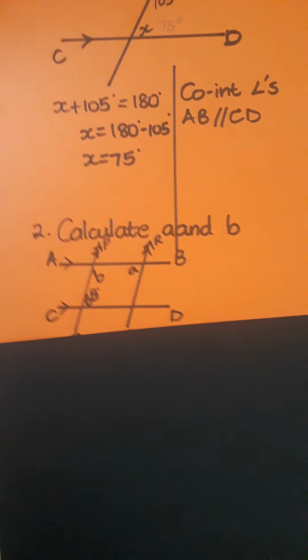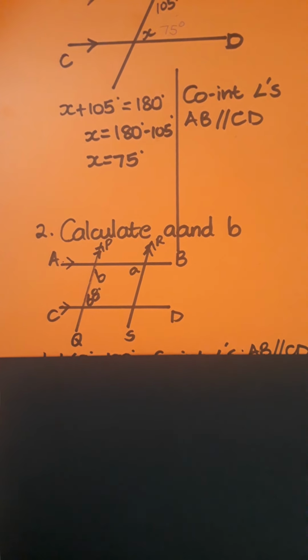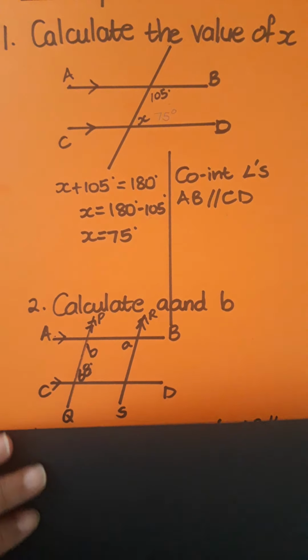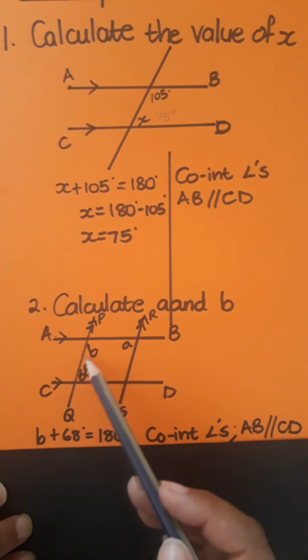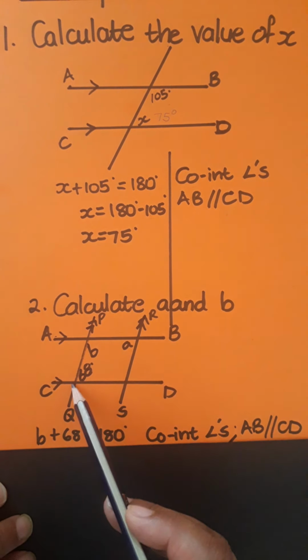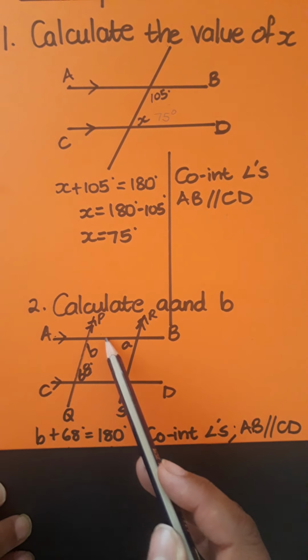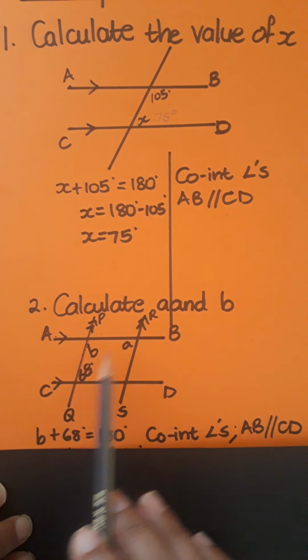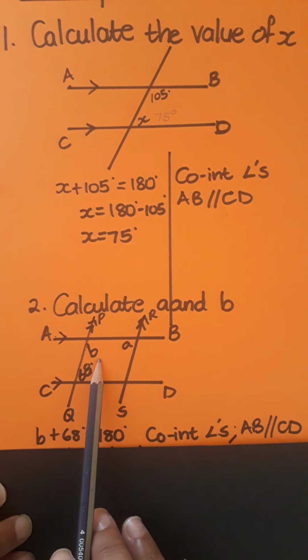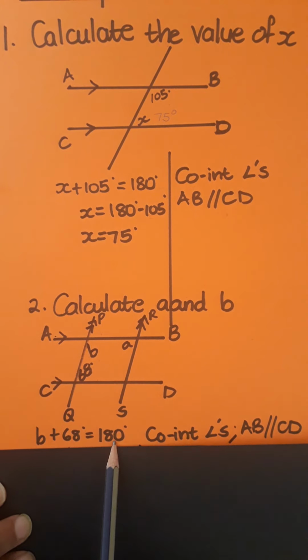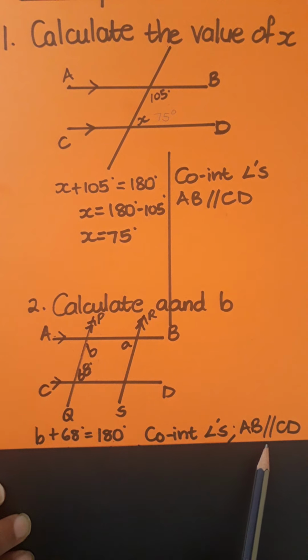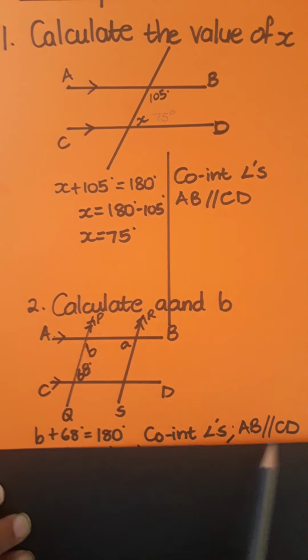Let's go on. This one looks a little complicated, but it's really not. Bear with me. We can work out any of these. We're going to work out these two. Notice that line is parallel to that line, so those two lie between AB and CD. So B plus 68 degrees equals 180 degrees. My reason: co-interior angles. Don't forget to tell us which lines are parallel. In this case, AB is parallel to CD.